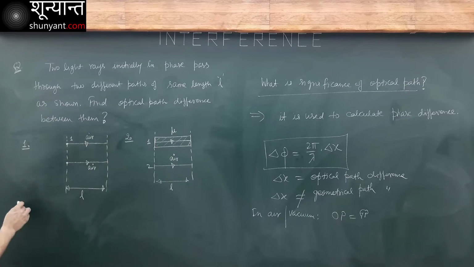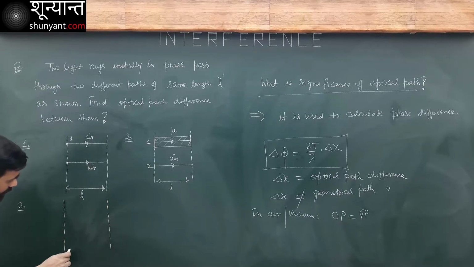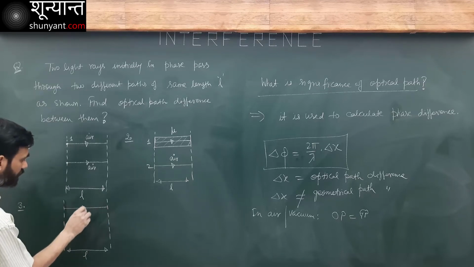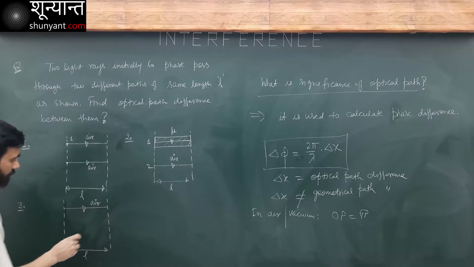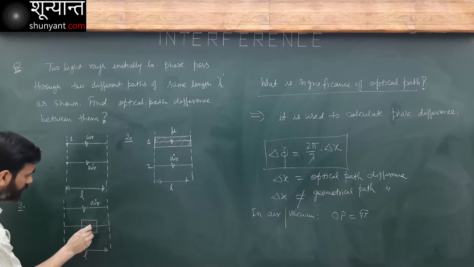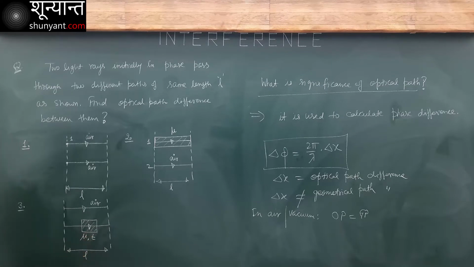Now let's look at one other problem here. This distance is equal to L. Then this is air, and this is some medium. The refractive index of this medium is mu, and its thickness is T. This length is equal to T. What will be the optical path difference?